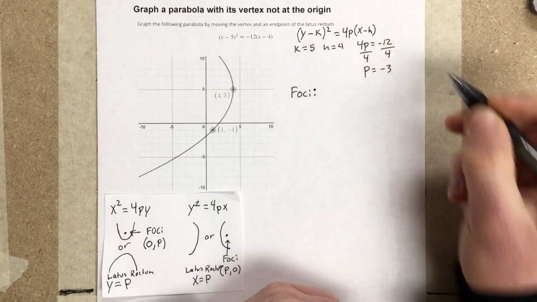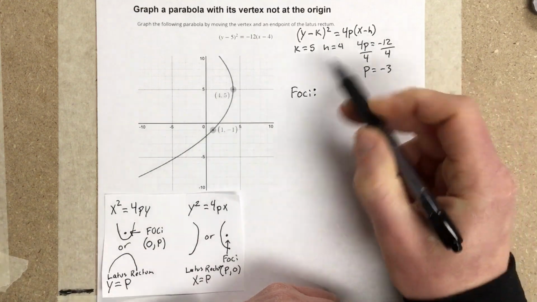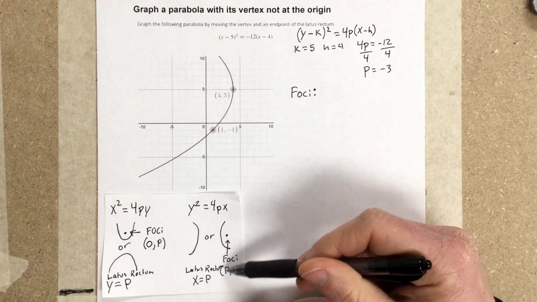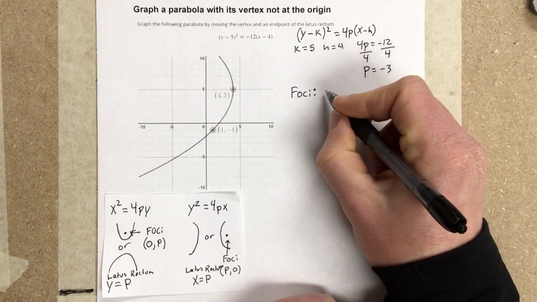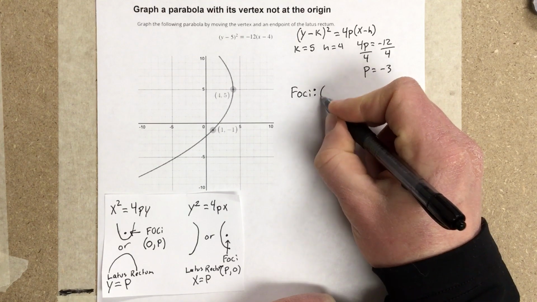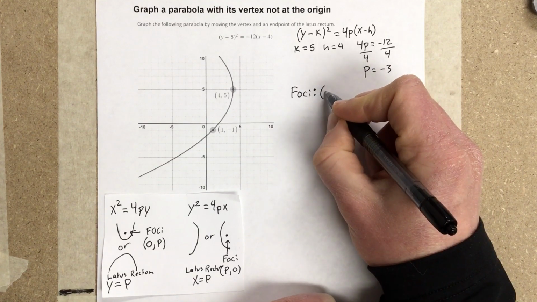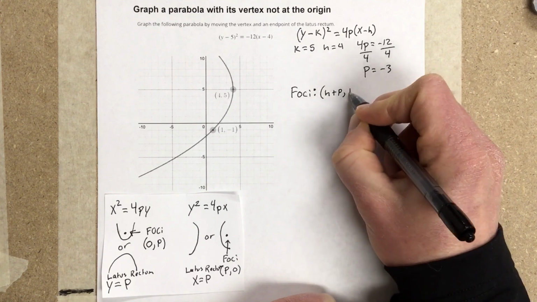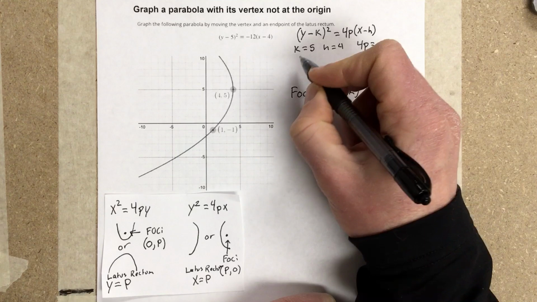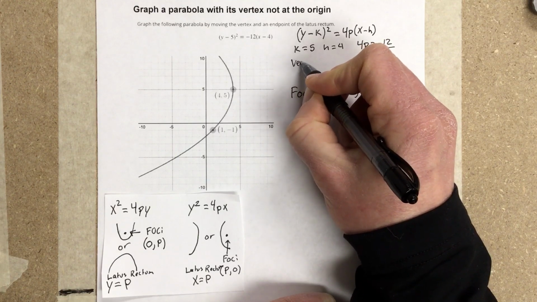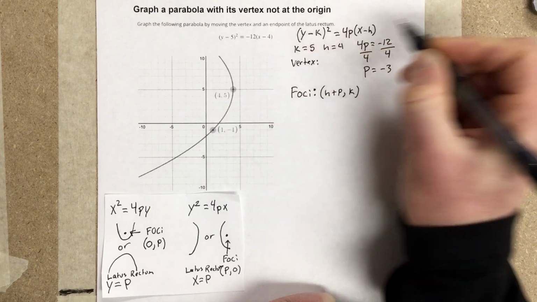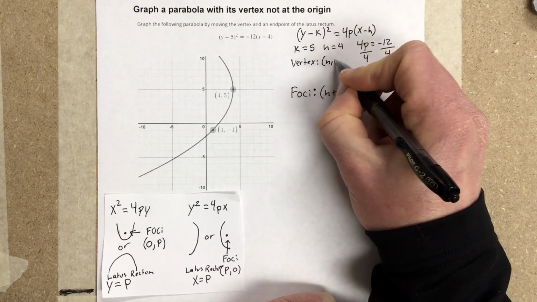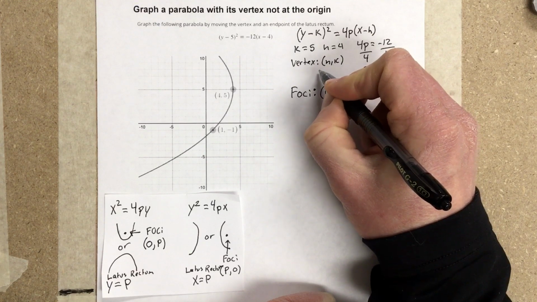And to find the foci, because this is either opening to the left or to the right, the x value for the foci is changing. So we're going to say that the foci is going to be our h value plus p, comma, the k value. And we also can say that our vertex here is (h, k), which for us would be (4, 5).